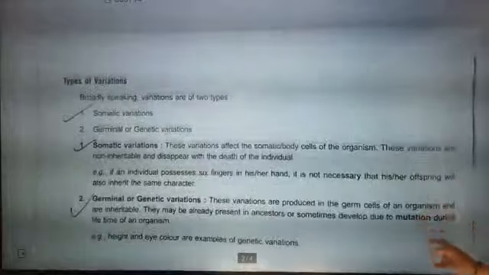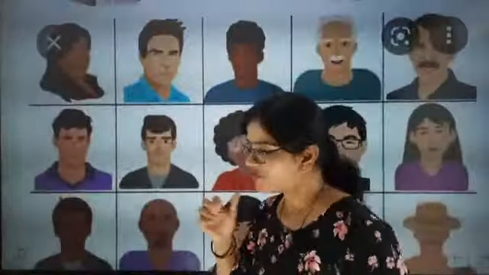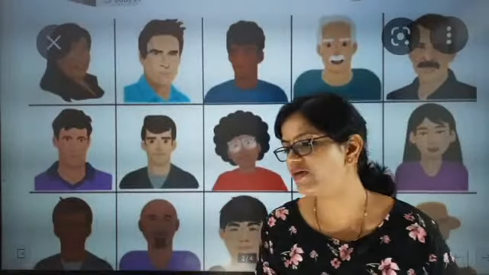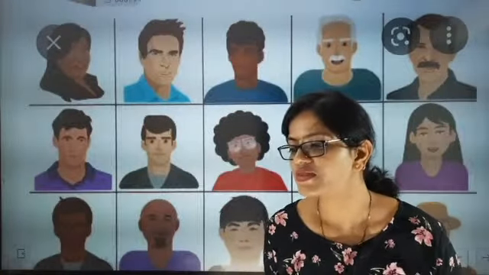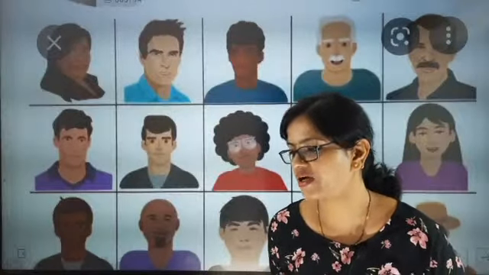Okay, so what do variations mean, and from where are these variations coming? If somebody talks about variations, then how exactly are these variations coming?